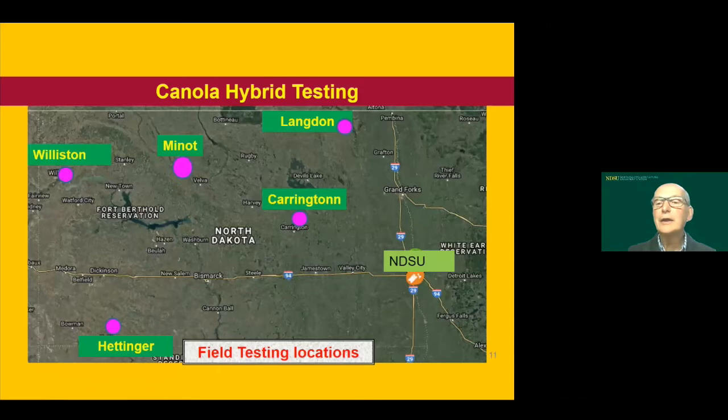Now, when we are thinking about varieties and hybrids, we also have to look at the geographical area where they were tested. So we have on this map Langdon, Carrington, Minot, Williston, and Hettinger, different locations. And of course, Langdon is one of the main production areas. So when you are selecting a hybrid, it is good to look at the hybrid where it is tested closest to your location. But for stability, you can also look at some of the other data, which gives you some information of stability of performance.